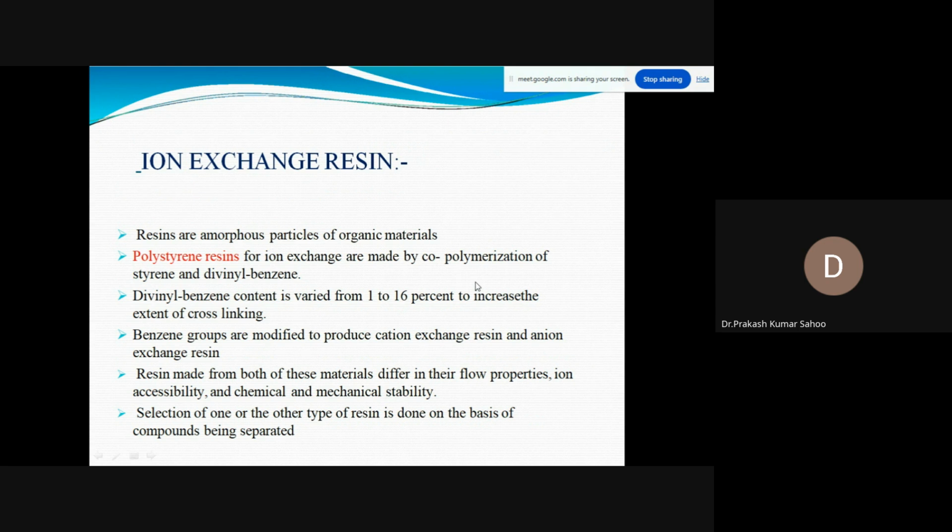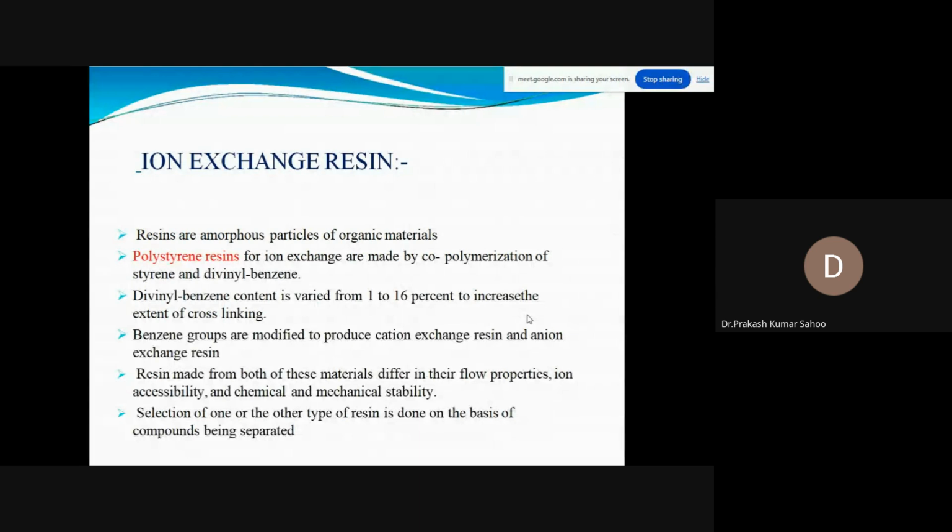Polystyrene resins for ion exchange are made by co-polymerization of styrene and divinyl benzene. So divinyl benzene content is varied from 1 to 16% to increase the extent of cross-linking. Benzene groups are modified to produce cation exchange resin and anion exchange resin. Resins made from both of these materials differ in their flow properties, ion accessibility, and chemical and mechanical stability.